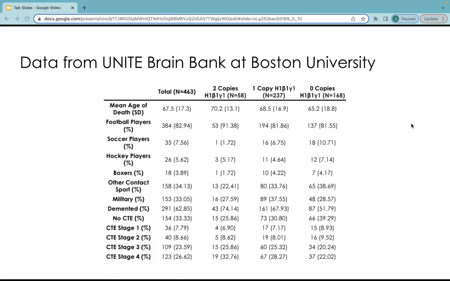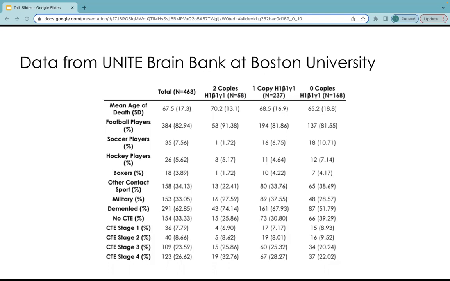The data we used from this project, again, came from the brain donors that are part of the UNITE Brain Bank at Boston University, which is the largest tissue repository in the world focused on traumatic brain injury and CTE. All of the donors had a history of exposure, and 82% of them were former football players.